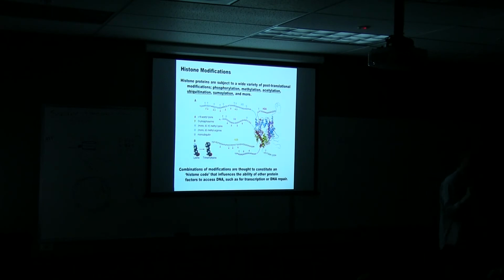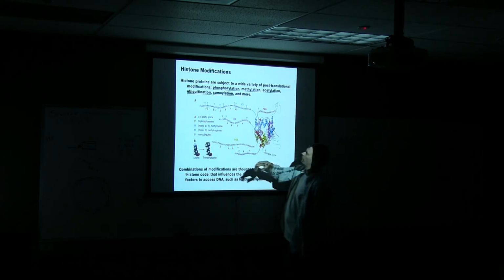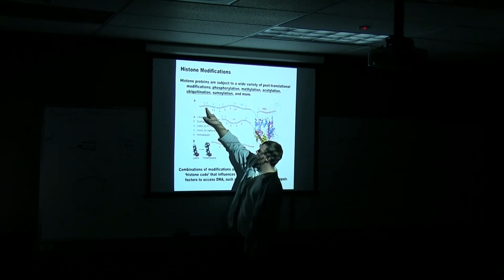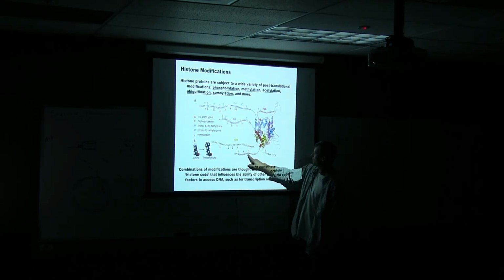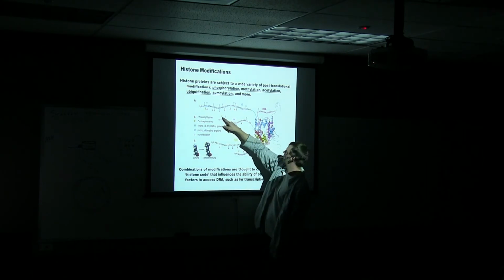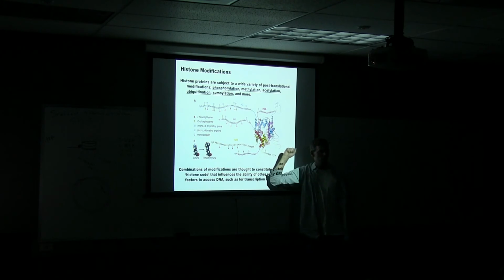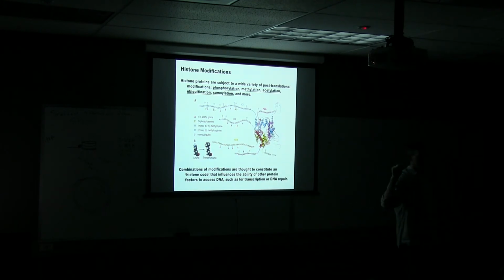And researchers have documented what amino acids can get what functional groups put on them. So here, this arginine gets a methyl group put on it. This lysine can get a methyl group put on it. This lysine can get an acetyl group. Here's a phosphate group put on here. Does anyone know what U stands for? Anyone from cell biology?